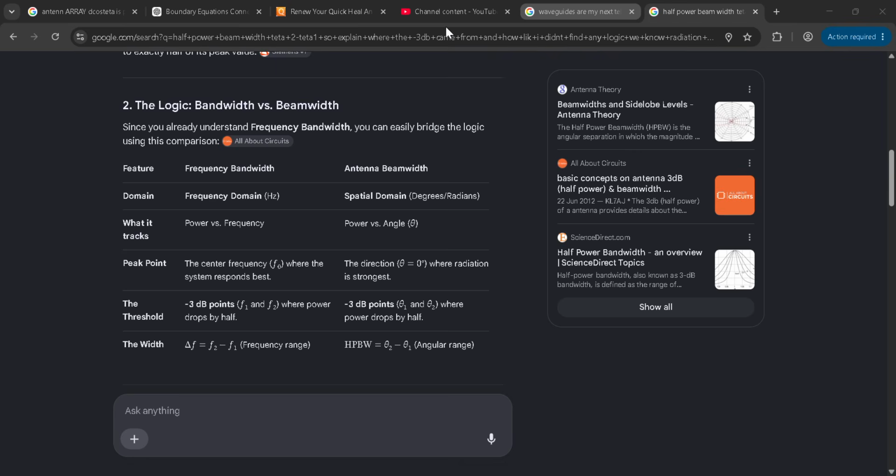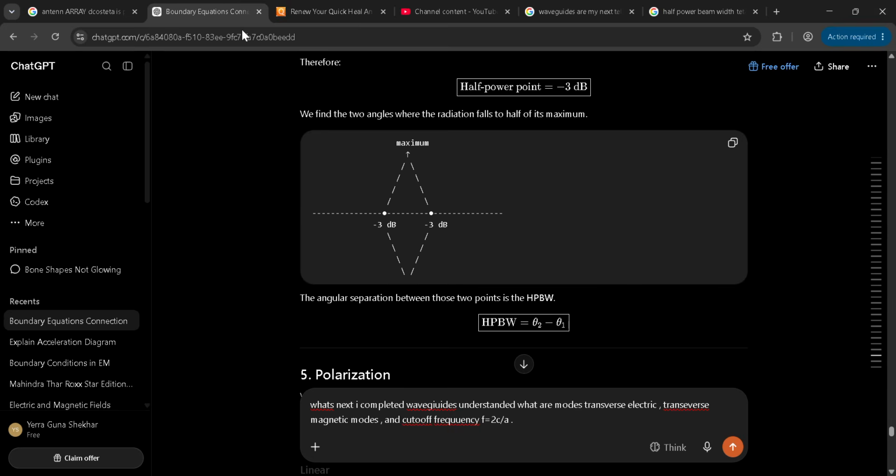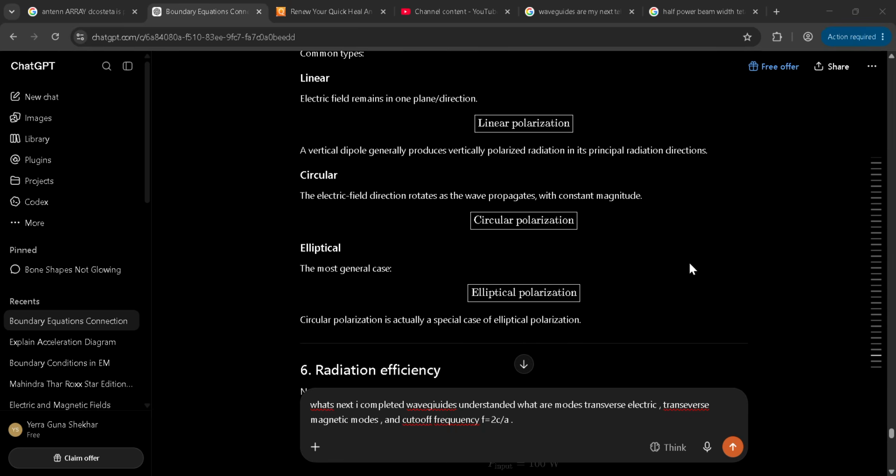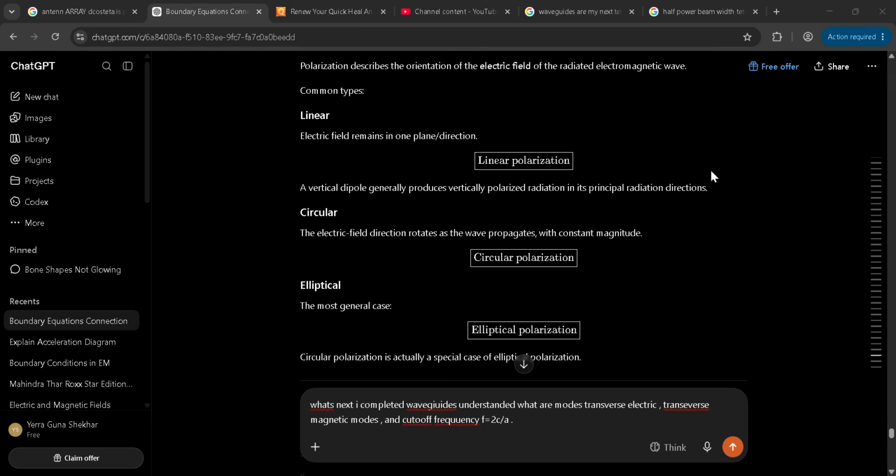Polarization, we already encountered this with the dipole. Polarization describes the orientation of the electric field of the radiated electromagnetic wave. Common types: linear, where the electric field remains in one plane direction. A vertical dipole generally produces a vertically polarized radiation in the principal radiation direction. Circular: the electric field direction rotates as the wave travels.